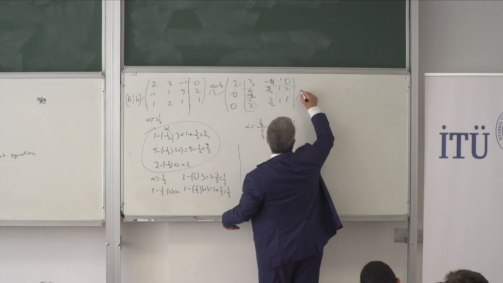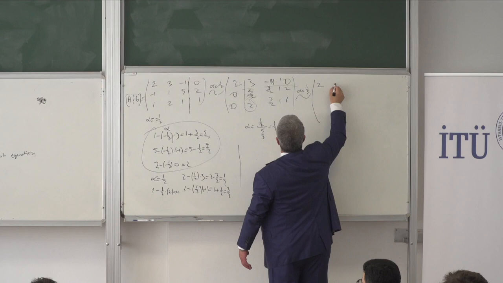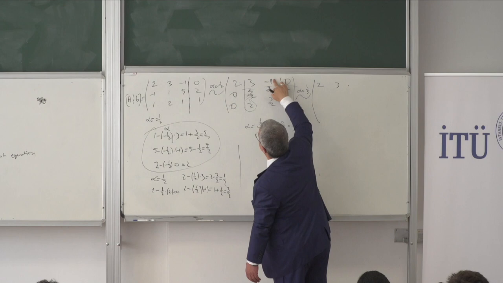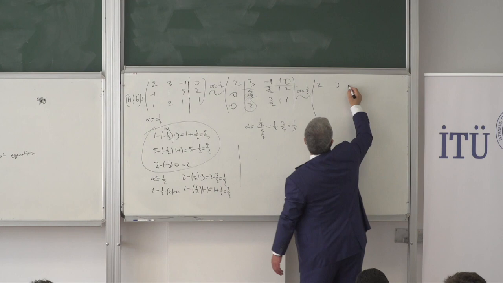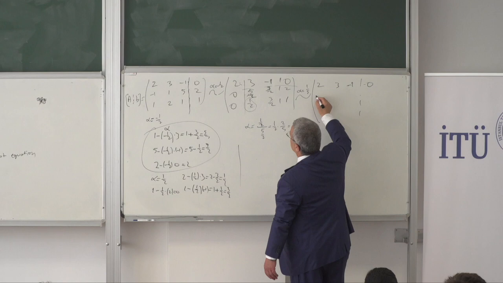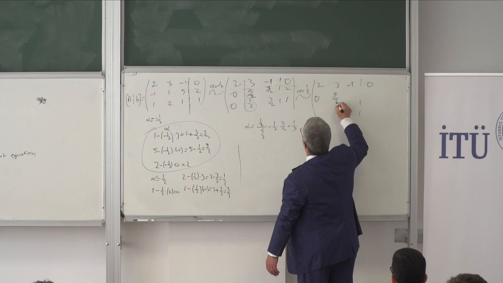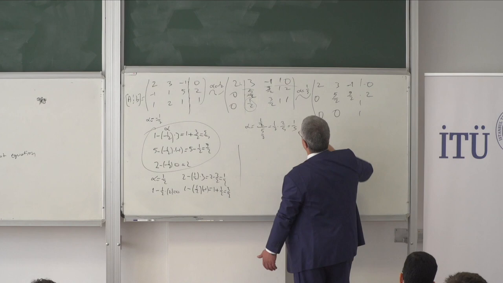So alpha is 1 over 5. This becomes 2, 3. This was minus 1, right? Minus 1. Minus 1. 0. Nothing changes here. The second equation also will not change anymore. 5 over 2, 9 over 2, and 2. This is zero, necessarily, right? This is how I selected it. I'm not going to do it again.